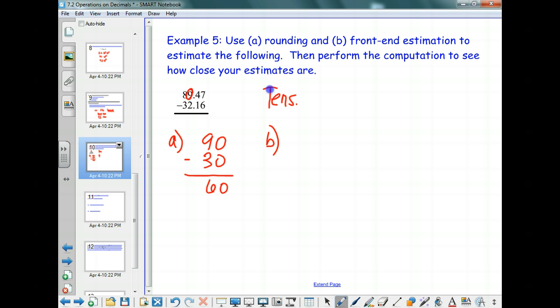B is front-end estimation. So front-end estimation says I have 89 and 47 hundredths, and what will I write down? 80. All I use is the front end, the very first number, and then everything else stays the same. And how about 32 and 16 hundredths? That's 30. And 80 minus 30 is 50.